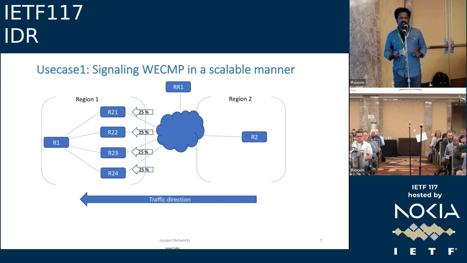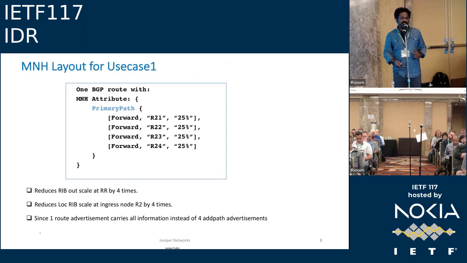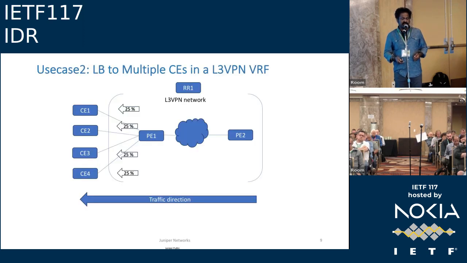Some customers are interested in solving these problems using MNH, where the same thing can be expressed using one BGP route, where the MNH has a primary path with multiple forwarding instructions, which just says forward to the specific router with whatever ECMP we want. So it reduces RIB out scale at the RR by 4 times, and also reduces the local RIB because the same information is being carried by the same attribute.